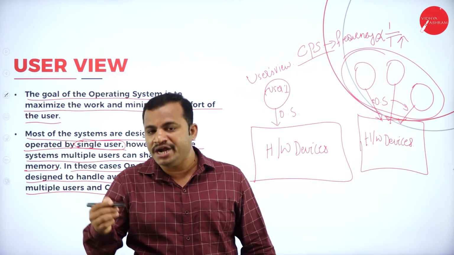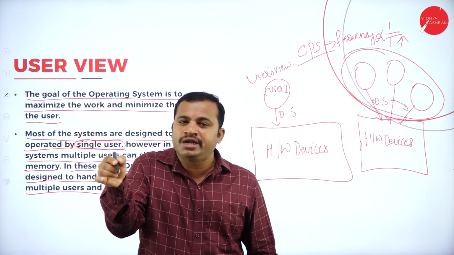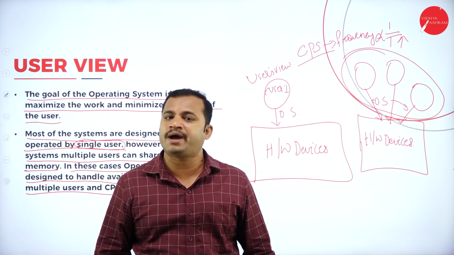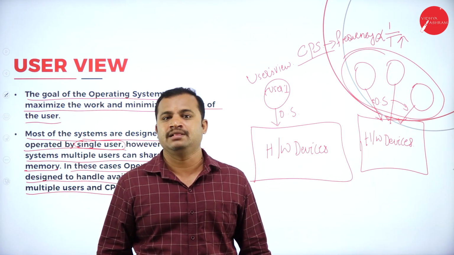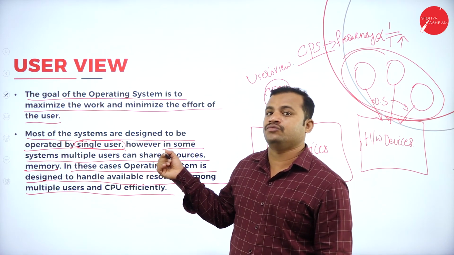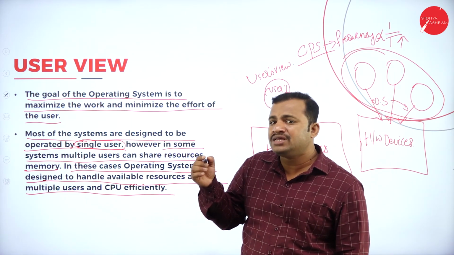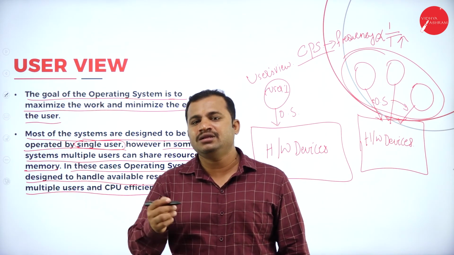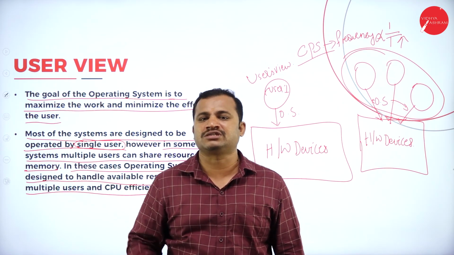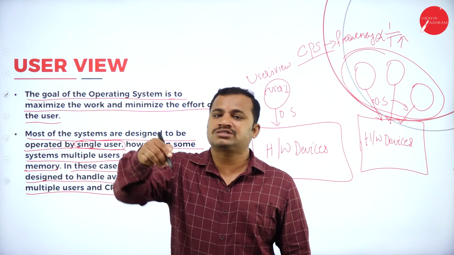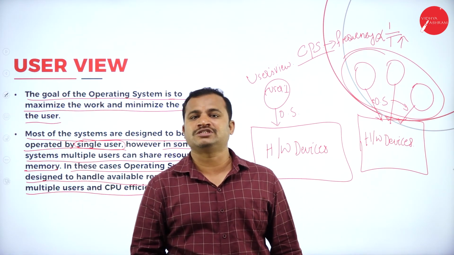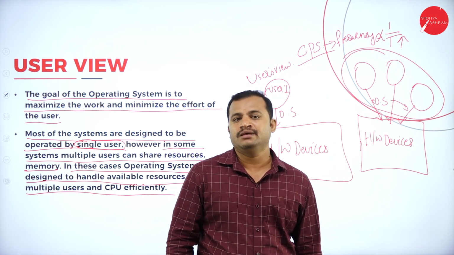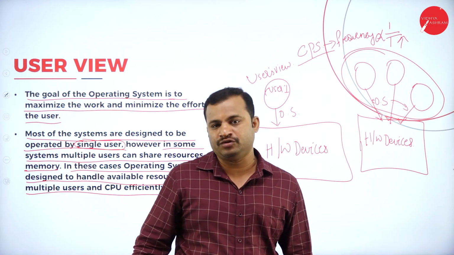So we need a scheduling criteria to schedule all these tasks and operations to be carried out by the operating system in case of user view. So what I can suggest to you all is that a single user can use the entire resources of a system, or multiple users can share the resources of the system among themselves. This is from the user point of view.